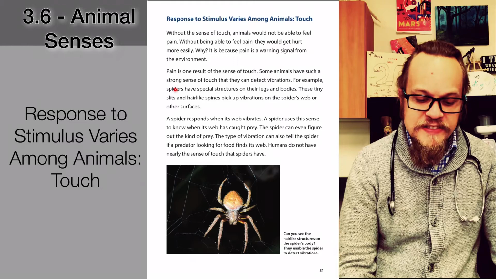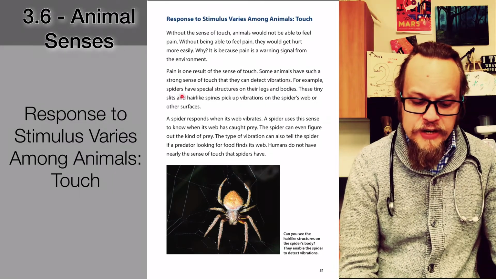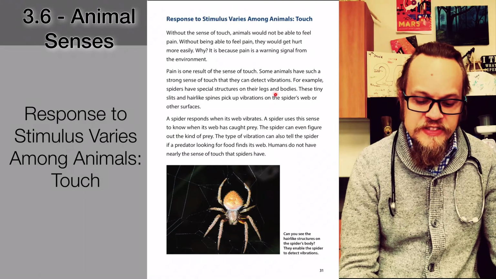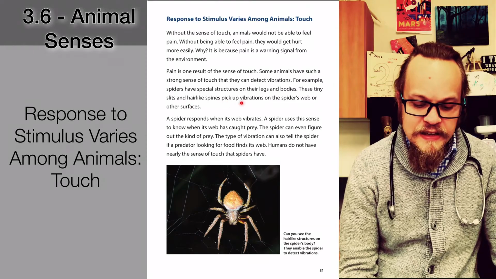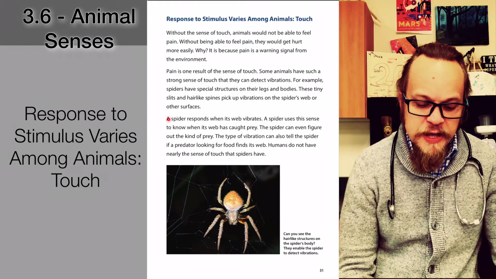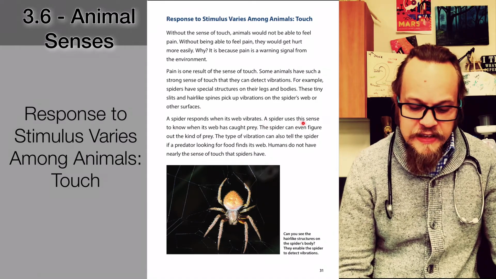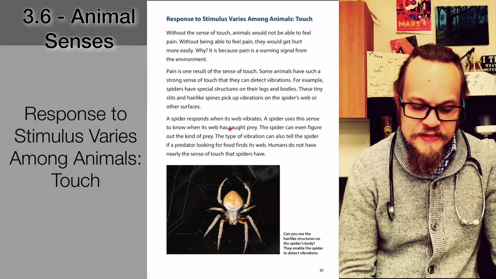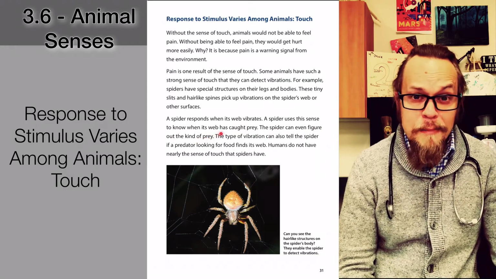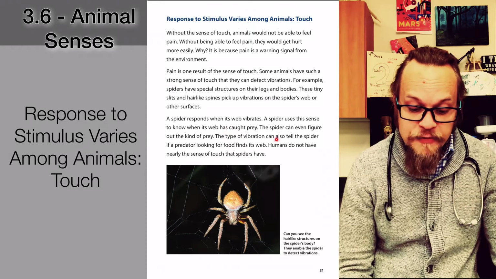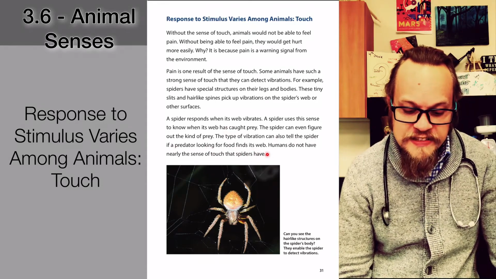Some animals have such a strong sense of touch that they can detect vibrations. For example, spiders have special structures on their legs and bodies. These tiny slits and hair-like spines pick up vibrations on the spider's web or other surfaces. A spider responds when its web vibrates. The spider uses the sense to know when its web has caught prey. The spider can even figure out the kind of prey by how it is moving. The type of vibration can also tell the spider if a predator looking for food finds its web.